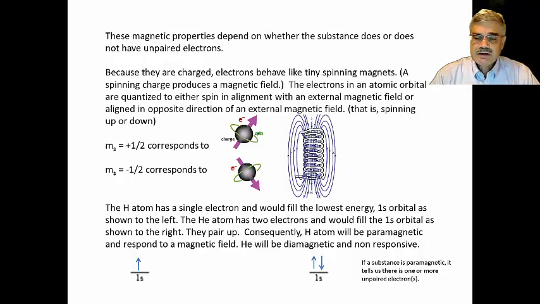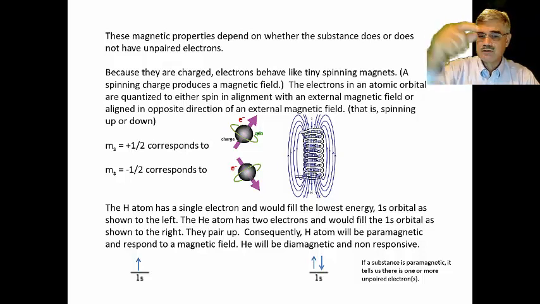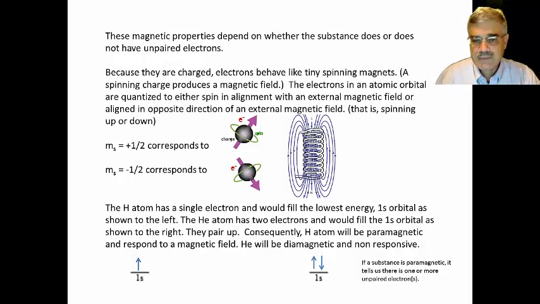So if we have an electron that is spinning, and we bring in an external magnetic field, that electron will either spin pointing in the direction of the magnetic field or opposite the direction of the magnetic field. And these two orientations for the spin of the electrons, we characterize as plus 1/2 and minus 1/2.